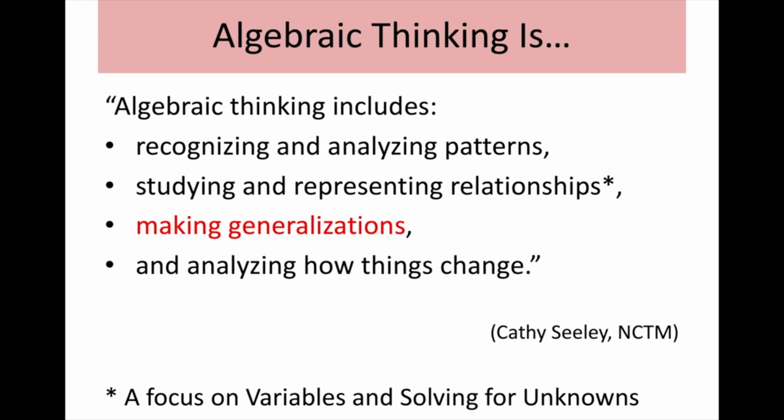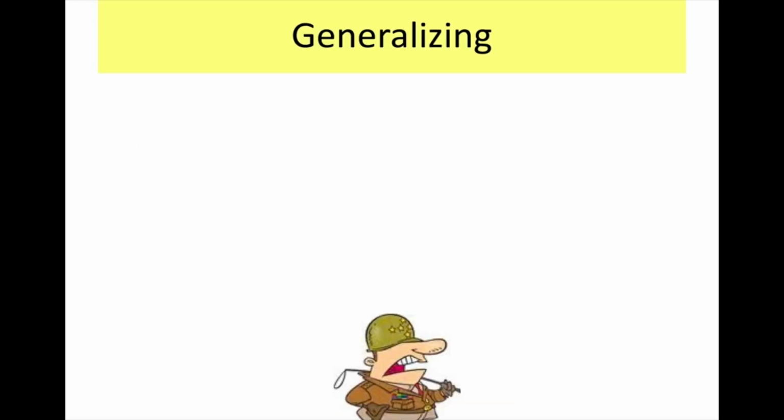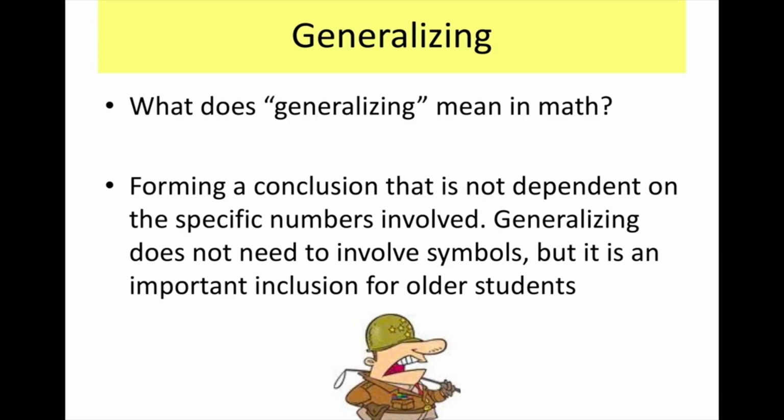All right, so one last one. We've already talked about this a lot. We just did generalizations in the last one. Students were generalizing patterns from examples, but let's unpack that a bit more. So in generalizing, if we have to give a definition to that, one thing we may say is forming a conclusion that's not dependent on the specific numbers involved. Generalizing does not need to involve symbols, but it is an important conclusion for older students. Again, we're making a conclusion that's not dependent on the specific numbers involved.